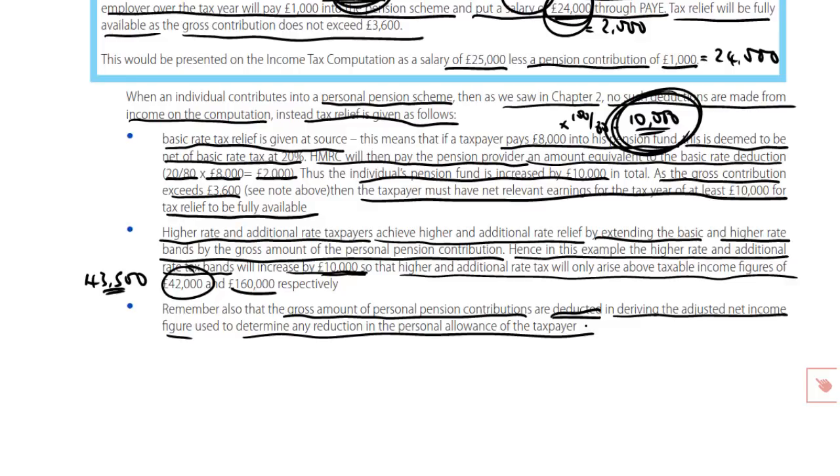Remember, if adjusted net income exceeds £100,000, then for every £2 of additional income above that adjusted net income limit of £100,000, we will reduce the personal allowance by £1. Now, for 17-18, with a personal allowance of £11,500, by the time adjusted net income gets to £123,000 and above, that would mean that the personal allowance would be withdrawn entirely. Okay.